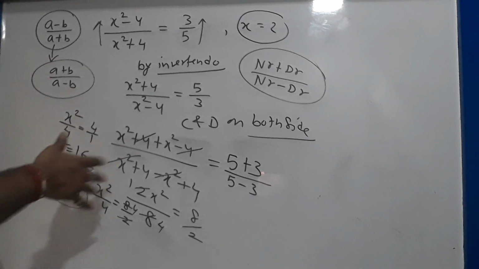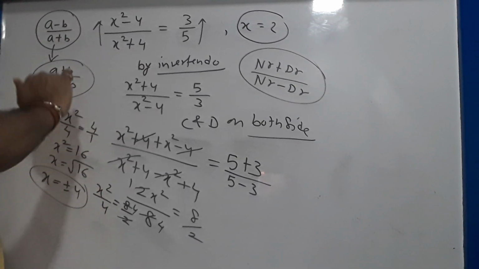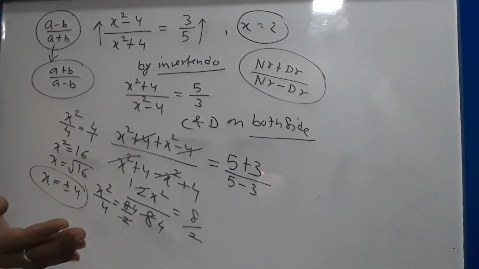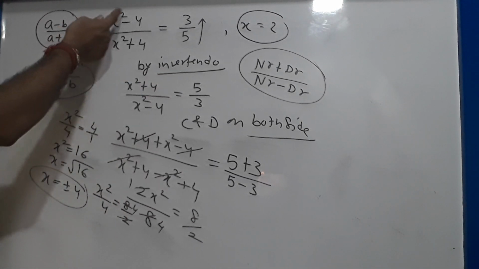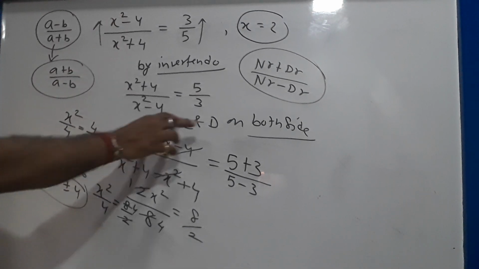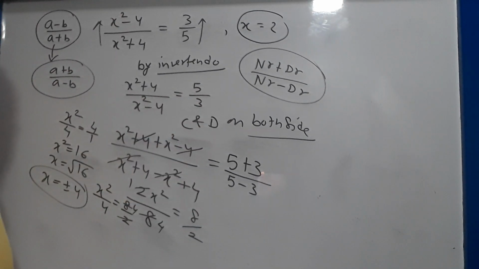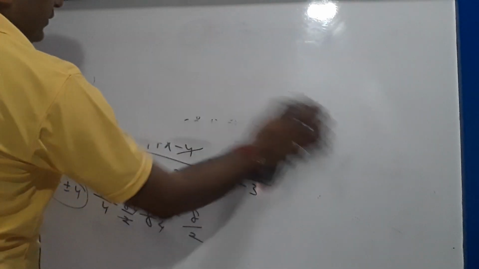So in this question, what is the important part? That minus sign was in the numerator, plus sign was in the denominator. By using invertendo, we can take this plus sign in the numerator, minus in the denominator, and then we apply the C and D rule, componendo dividendo rule, on both the sides. So let us solve a few questions based on this componendo dividendo.